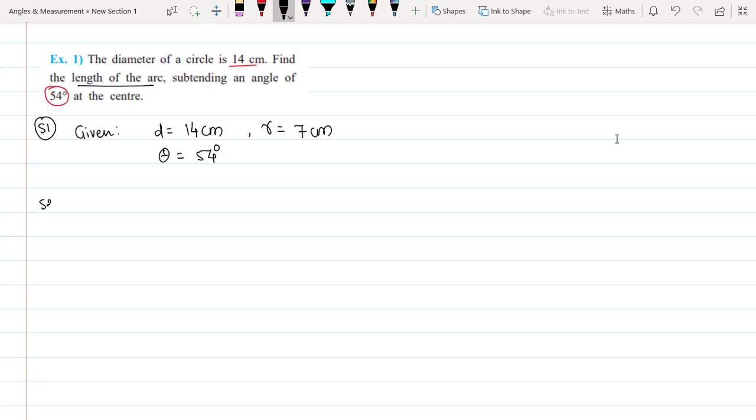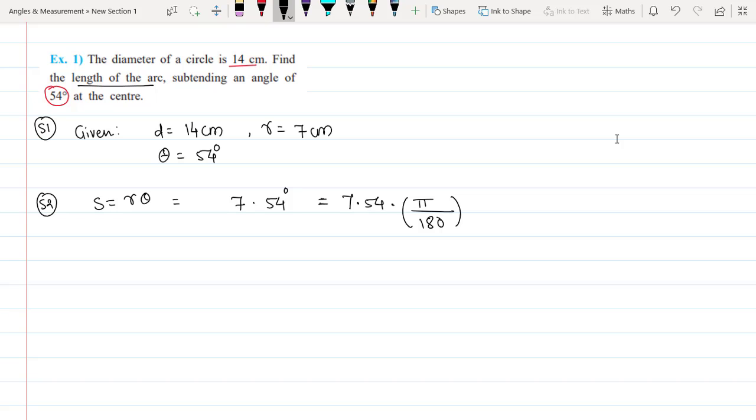So step number 2 is what? Write down what they have asked and the required formula. So s is equal to r into theta. So r is 7 centimeters into theta is 54 degrees. But what I told you is that it should be in radian. So how do you convert 54 degrees into radian? Into pi by 180. Is it okay?